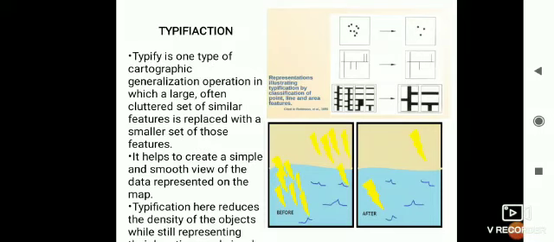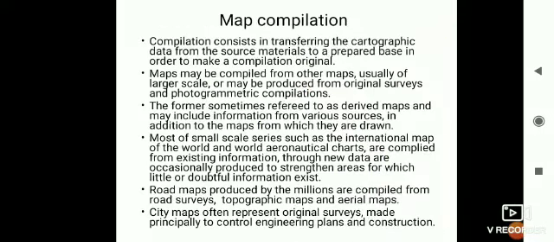And map compilation. Compilation consists in transferring the cartographic data from the source material to a prepared base in order to make a compilation original. Maps may be compiled from other maps, usually of larger scale, or may be produced from original surveys and photogrammetric compilations. The former are sometimes referred to as derived maps and may include information from various sources in addition to the maps from which they are drawn.